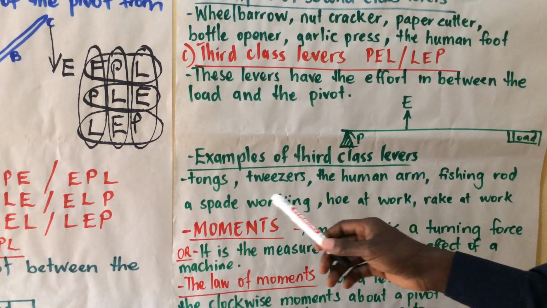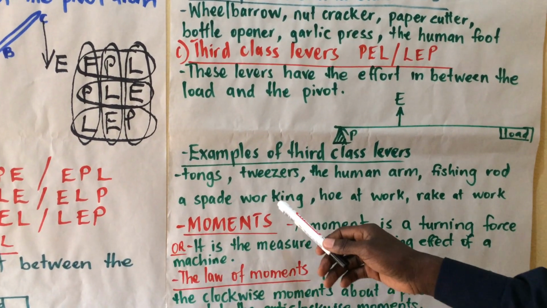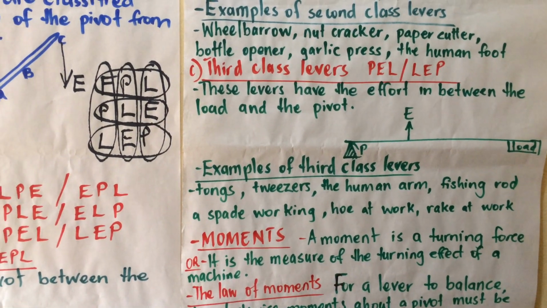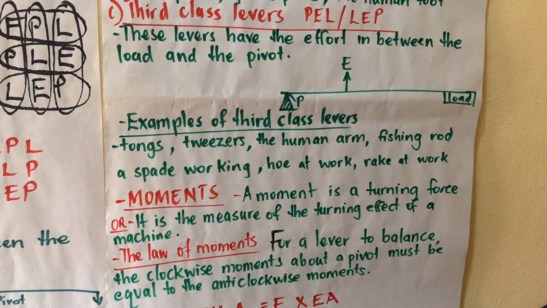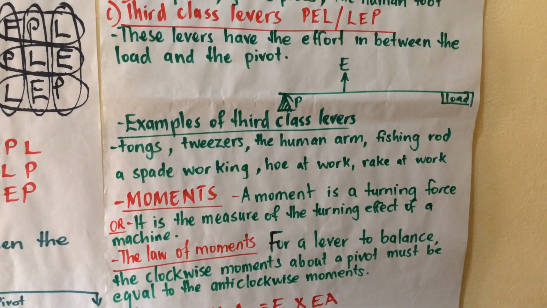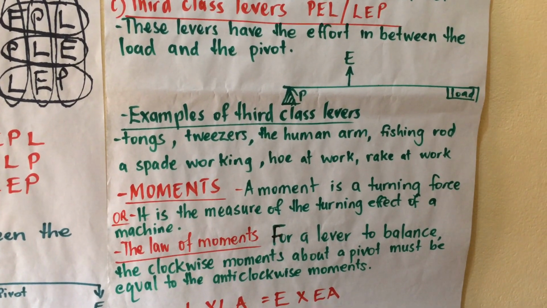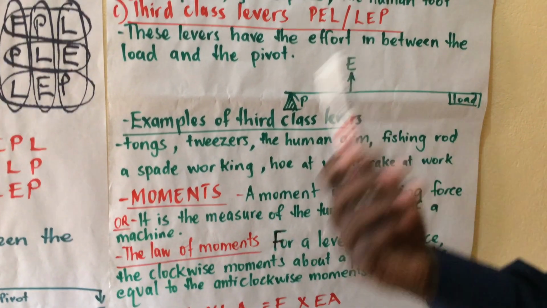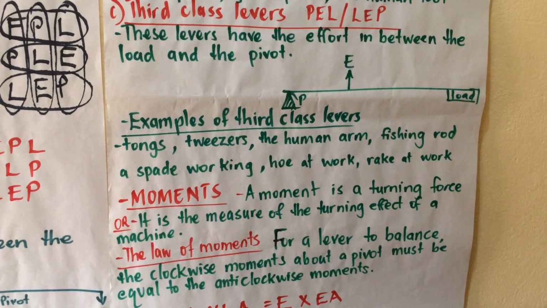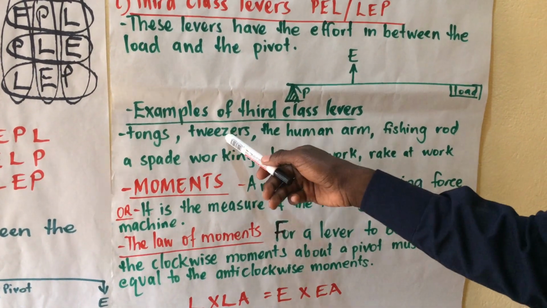The paired ones include the pair of tongs. There are different kinds of tongs. We have got hair tongs. We have got tongs used for serving food. We have got tongs used by blacksmiths and different people who use tongs. Then we have got a pair of tweezers.